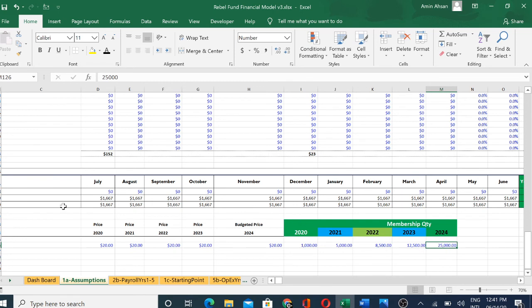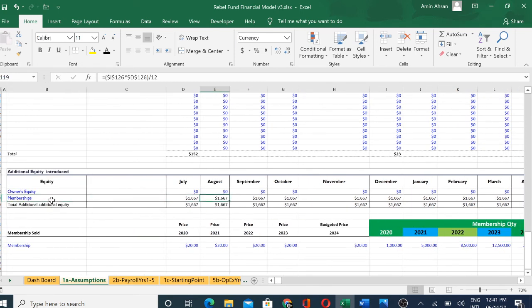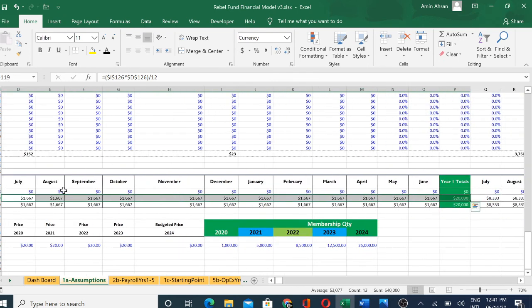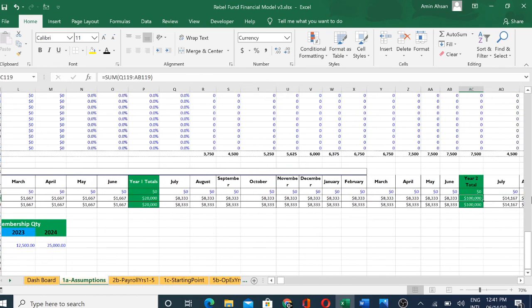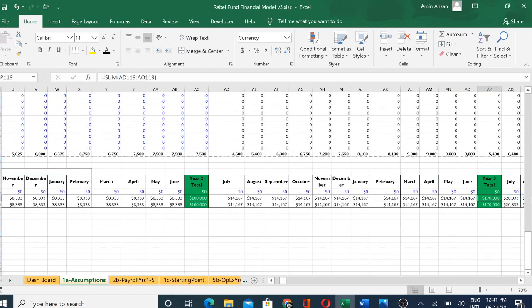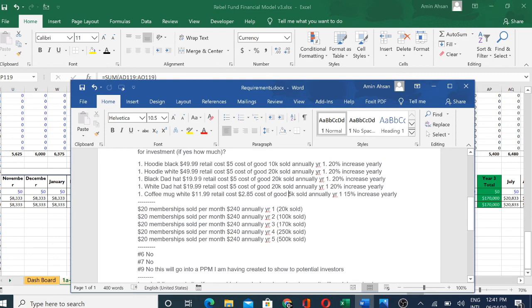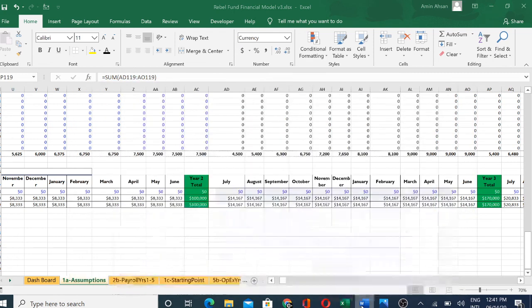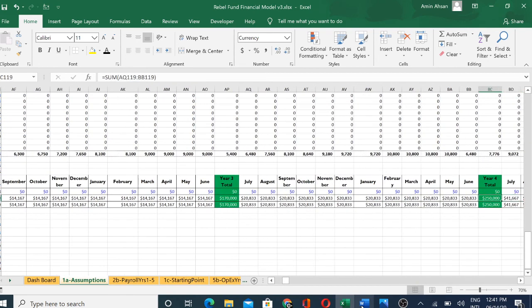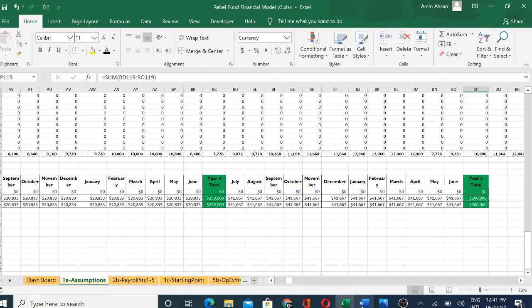And you can see here the membership fees, the memberships. So for the whole year, the membership fee is $20,000. For the whole year, I have charged it evenly. For the next year, membership is $100,000. For the third year, the membership is $170,000, as you have told me here. For the fourth year, the membership is $250,000, and for the fifth year, the membership is $500,000. So that is for now.